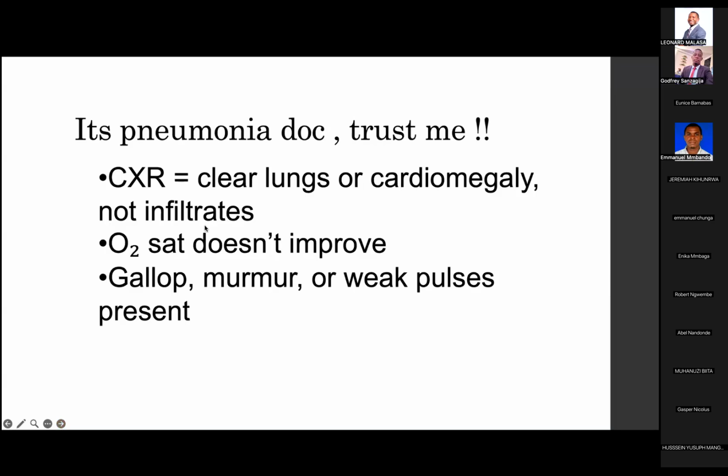And the majority of the time it will be a tachypneic kid with desaturation, and people are like, oh, it's pneumonia, doc. Trust me, pneumonia. And the chest X-ray is clear. That's where you see those signs of boot-shaped or snowman or egg on a string. And the oxygen saturation doesn't improve. You might have a gallop, murmur, or a weak pulse present in such a situation.